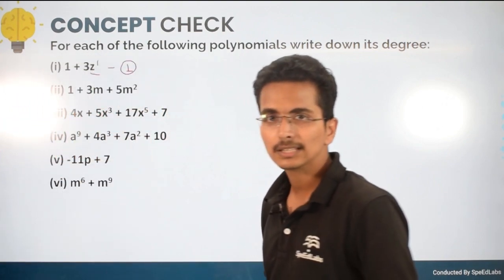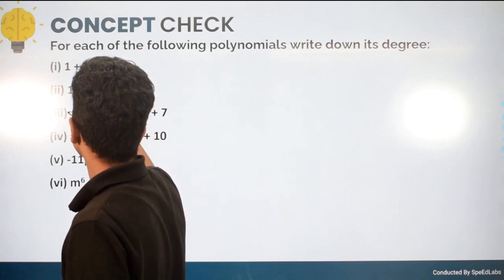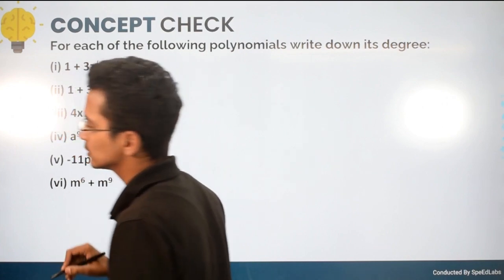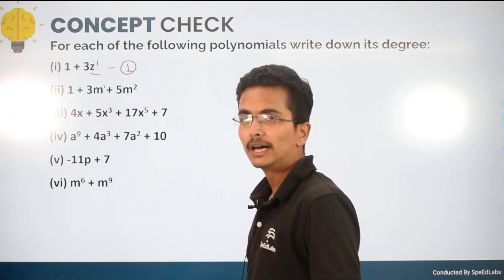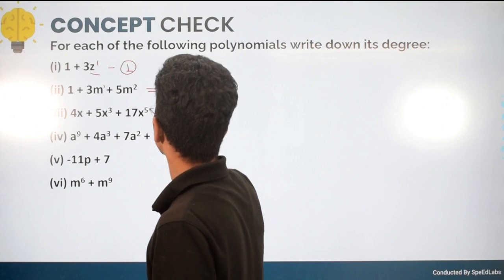What is the degree of the second polynomial? You can see the powers of the variable m. Here it is 1, here it is 2. So the highest power of this variable is 2. So the degree of this polynomial will be 2.